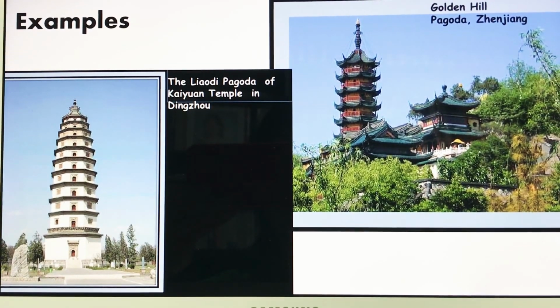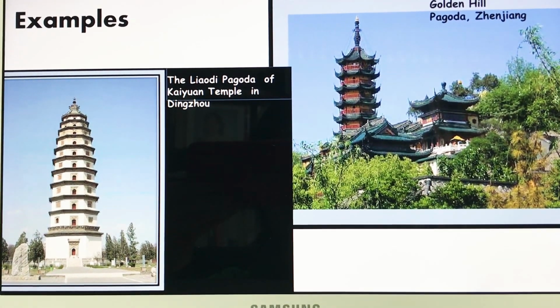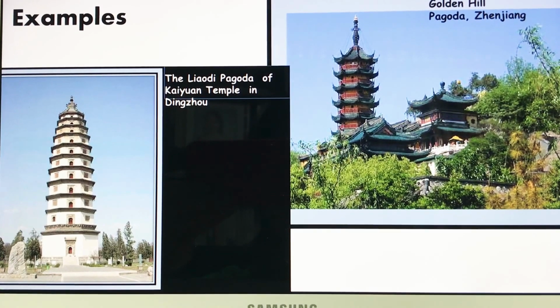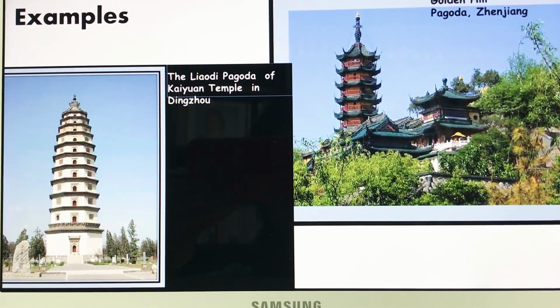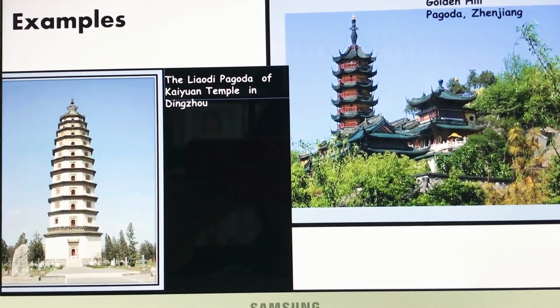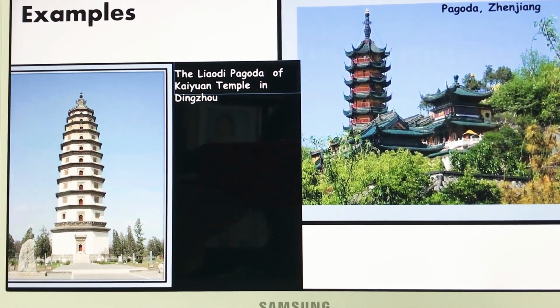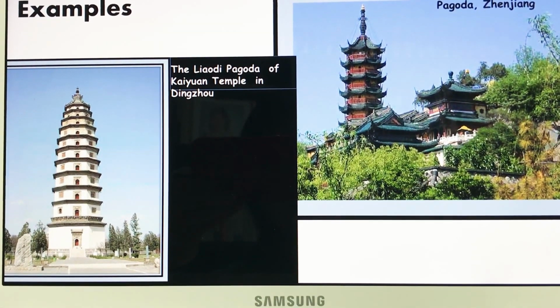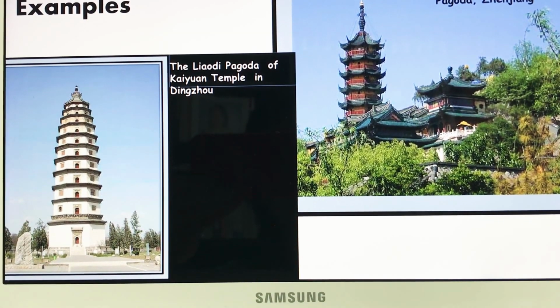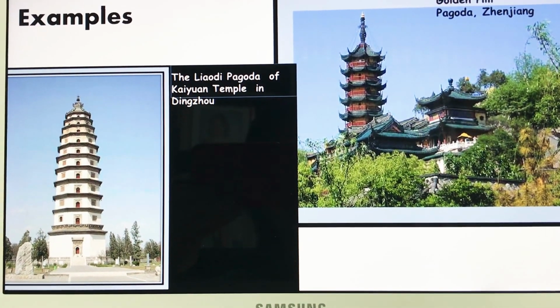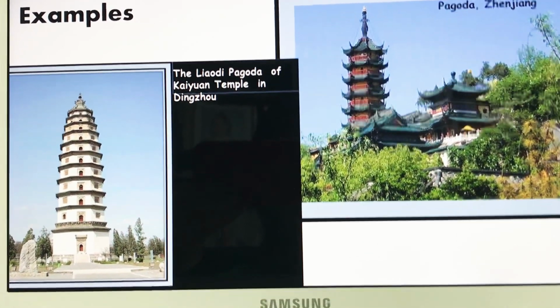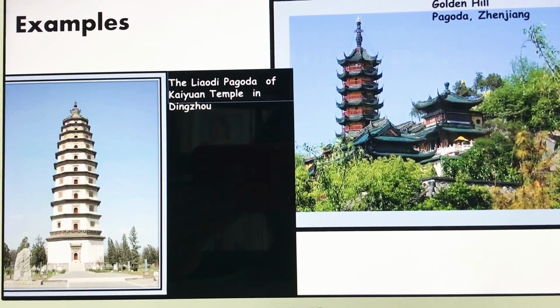Anyhow, you can see that the tower roofs are very curved, and the pointy tips are very curved. I guess it's part of Buddhism. It's a symbol of Buddhism that they can take off evil spirits. This is how they design it.